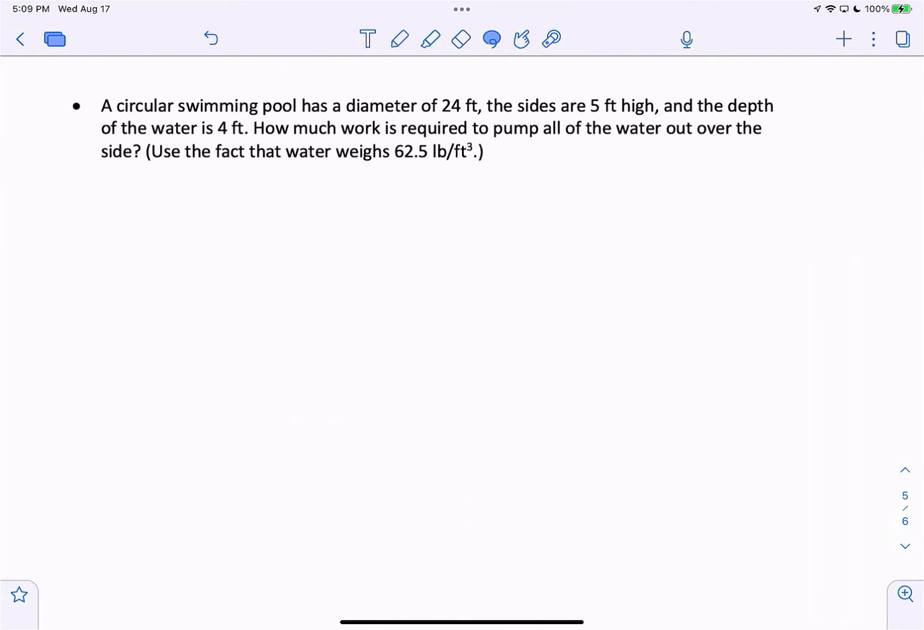Our last example of work presents us with something that's pretty different than what we've been doing in this series of videos. A circular swimming pool has a diameter of 24 feet, sides that are 5 feet high, and is filled with water to a depth of 4 feet. The question is, how much work is required to pump all the water out over the side?